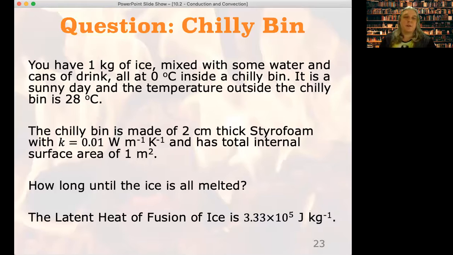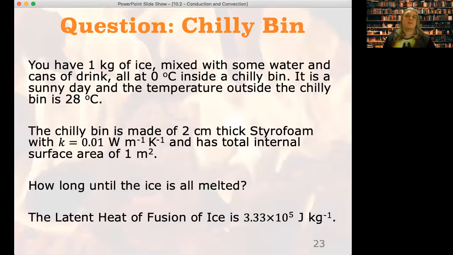If the chili bin is made of 2 centimeter thick styrofoam with a K value, a thermal conductivity of 0.01 watts per meter per Kelvin, and it's got a total internal surface area of 1 square meter, the question is how long until the ice is all melted?